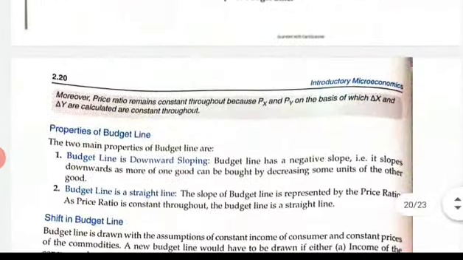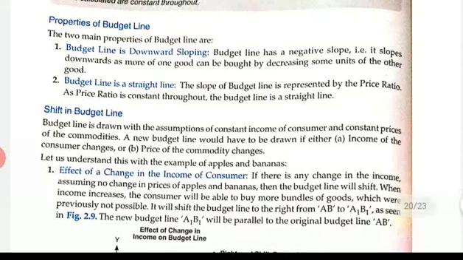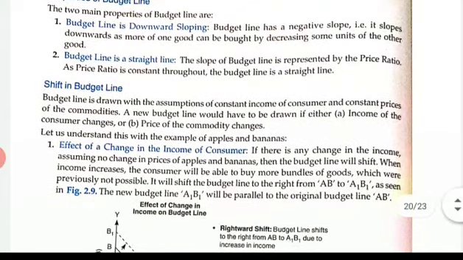After that, the properties of the budget line. The two main properties of the budget line: it is downward sloping, so the budget line has a negative slope, as more of one good can be bought only by decreasing some units of the other good. And the budget line is a straight line. The slope of the budget line is represented by the price ratio, PA by PB. Children, why is it a straight line? Because the price ratio is constant throughout.